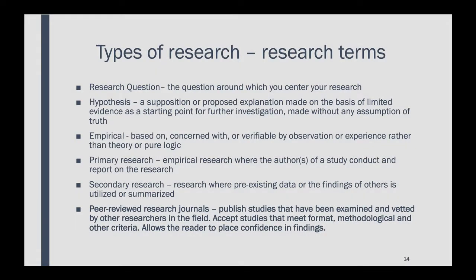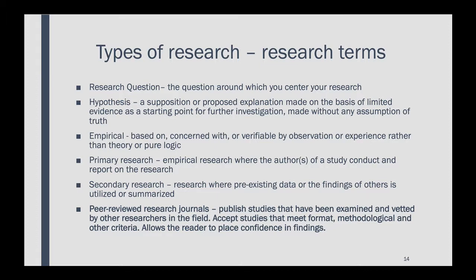The last term that I want to go over is peer-reviewed research journal. Again, I'm going to require you to find articles in this course from peer-reviewed research journals. Peer-reviewed research journal means these are publications where research is published, but it undergoes the process of peer review. So peer-reviewed research journals are places where studies are published that have been examined and vetted by other researchers in the field. They accept studies that meet certain format, methodological, and other criteria.